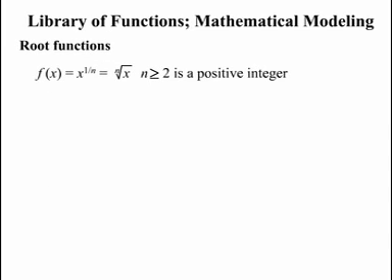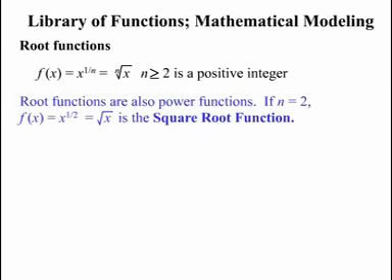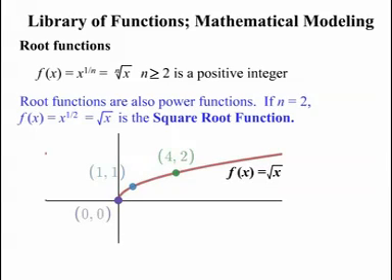Root functions. f(x) = x^(1/n), which equals the nth root of x, where n is greater than or equal to 2 and is a positive integer. Root functions are also power functions. If n = 2, f(x) = x^(1/2), which equals the square root of x and is known as the square root function. And here's a graph of the square root function.